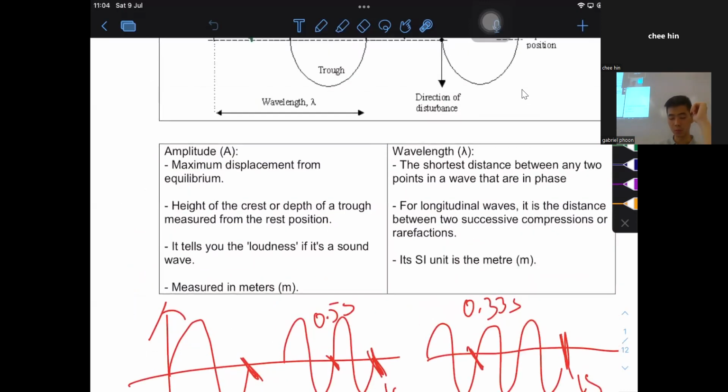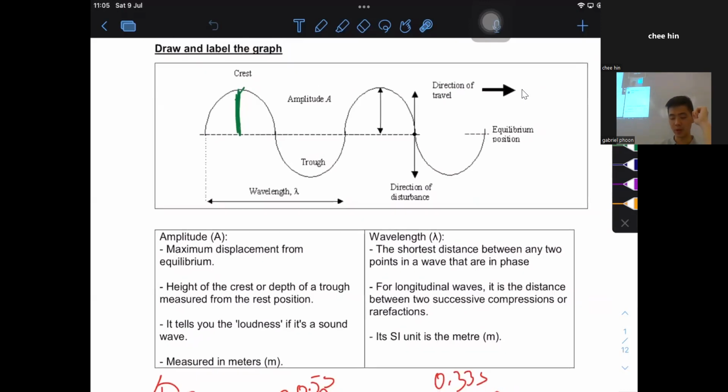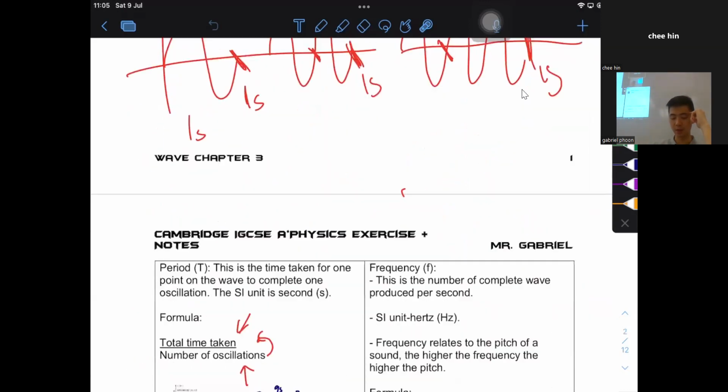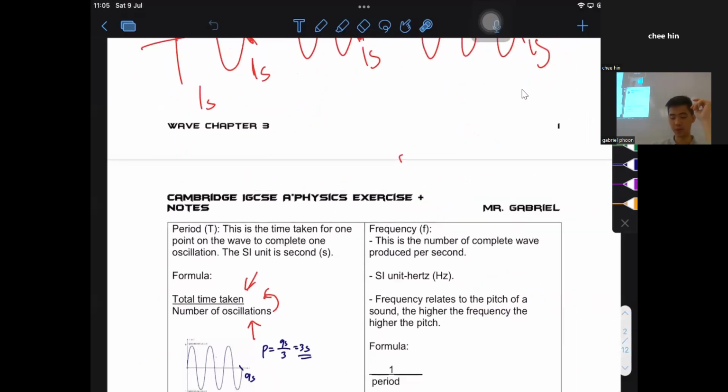If amplitude is responsible for the loudness of the sound, what is frequency responsible for again? Remember how I told you men are lazy creatures? Pitch, very good, Raj. It is the pitch of the sound, guys. The higher the frequency, the greater the pitch. The lower the frequency, the lower the pitch, right? So these are the things that you need to associate the information with.